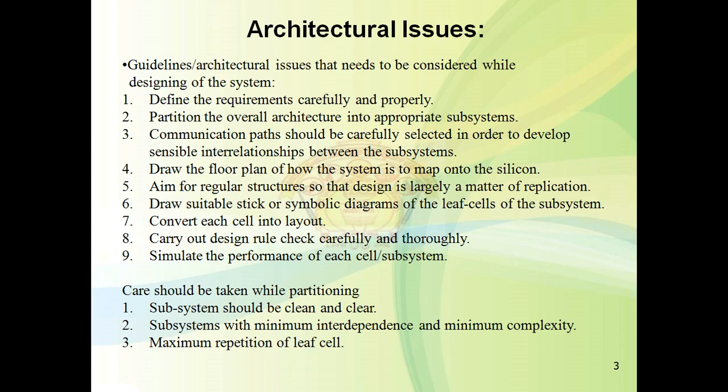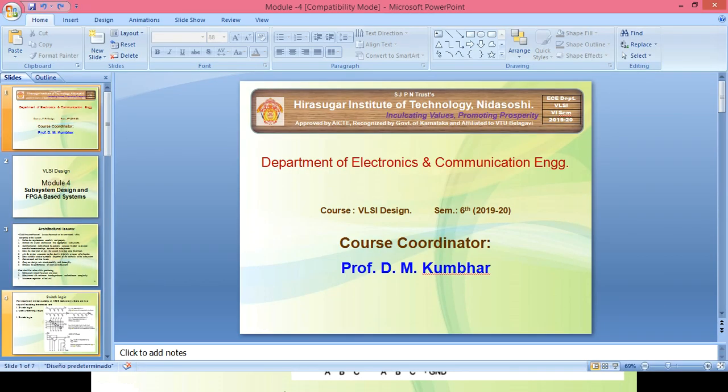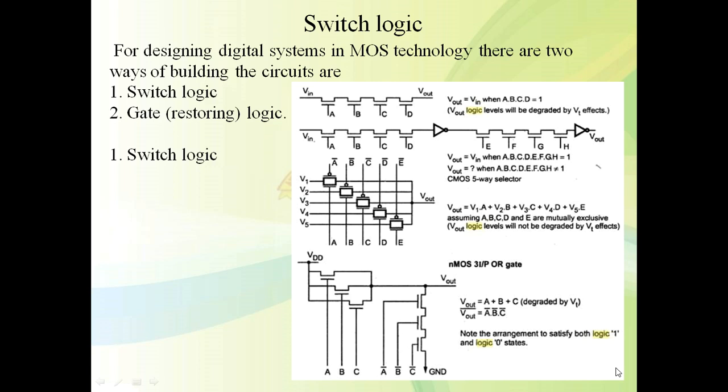Now we'll go towards the next point, that is designing a system using switch logic and gate logic. For designing a system in MOS technology, that is maybe NMOS, CMOS, BiCMOS, there are two ways of building circuits: switch logic, by using simple switches, and gate logic, by using gates, that is, various types of gates, maybe an inverter we are going to use here.